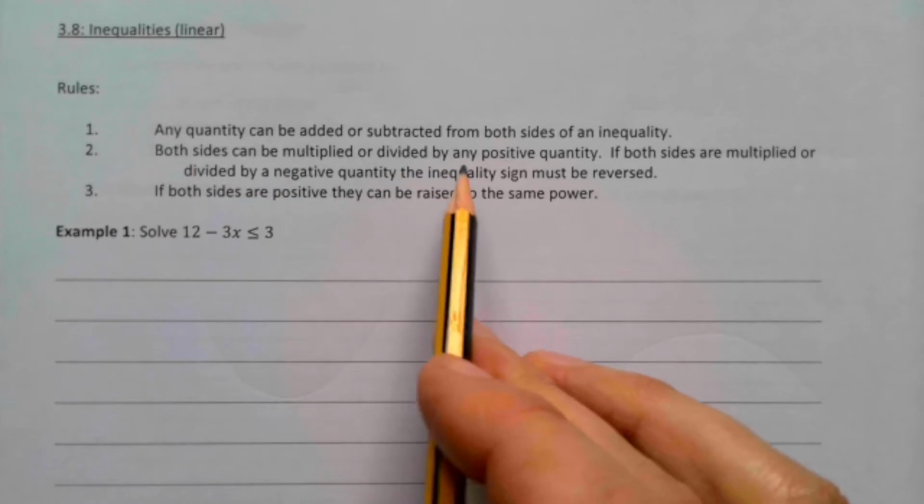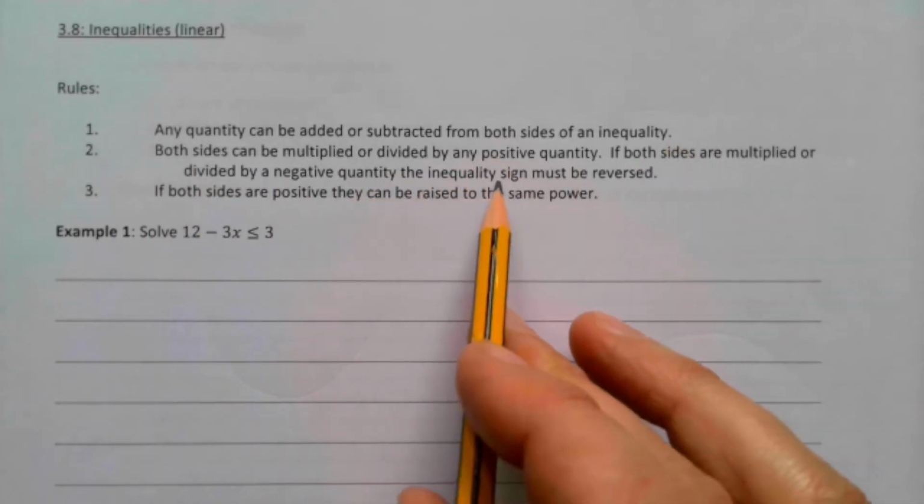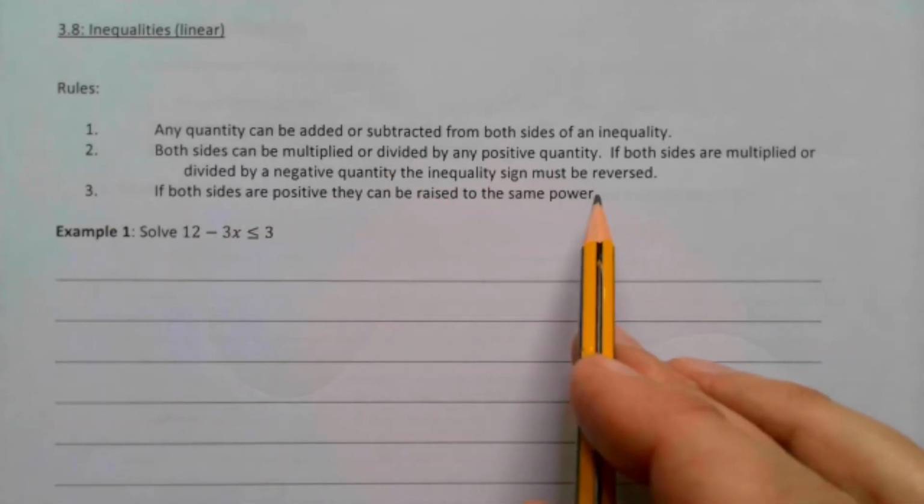Both sides can be multiplied or divided by any positive quantity. If both sides are multiplied or divided by a negative, the inequality sign must be reversed. If both sides are positive, they can be raised to the same power.